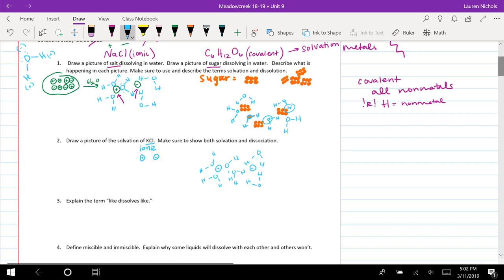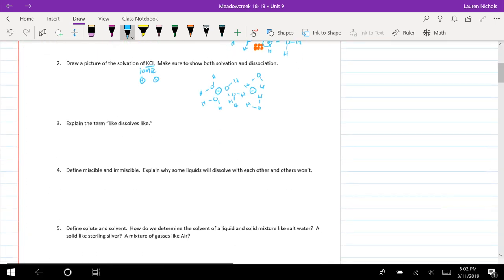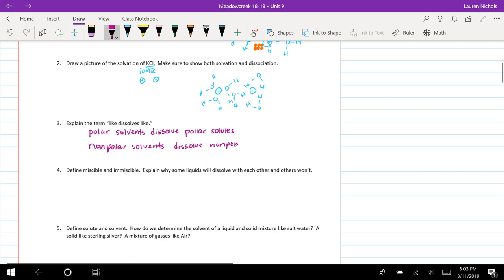So if we look at question number three, like dissolves like, this comes from describing how polar solvents will dissolve polar solutes, okay, and that nonpolar solvents will dissolve nonpolar solutes. So this is crucial. It means if I have a polar solvent, it will dissolve other polar compounds, but not nonpolar compounds.